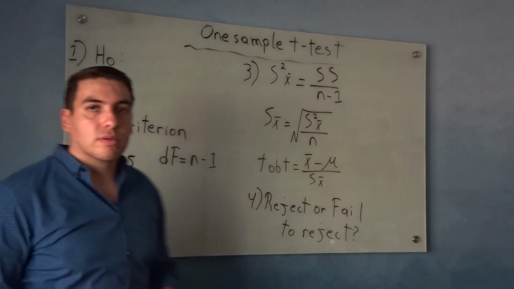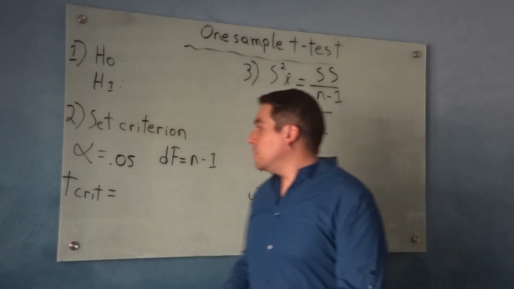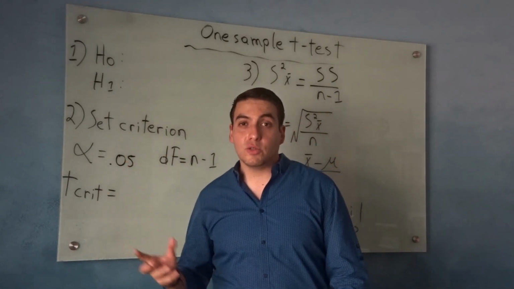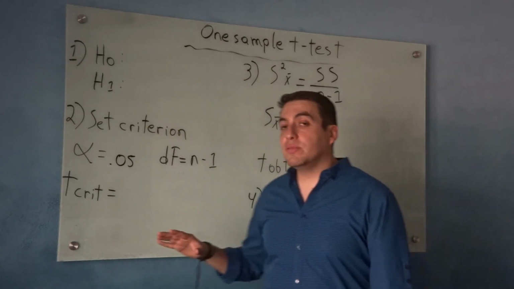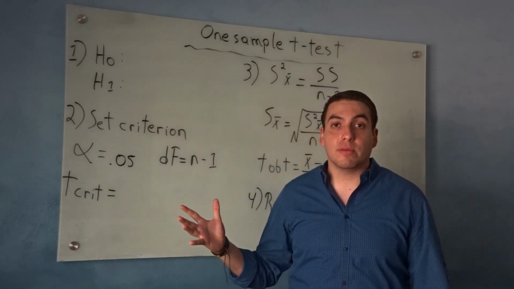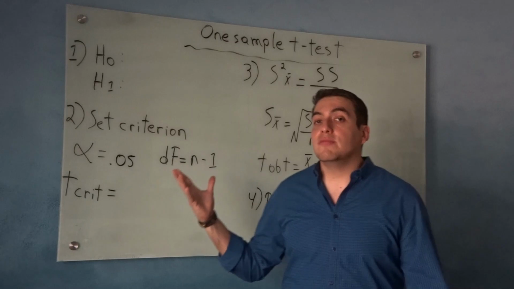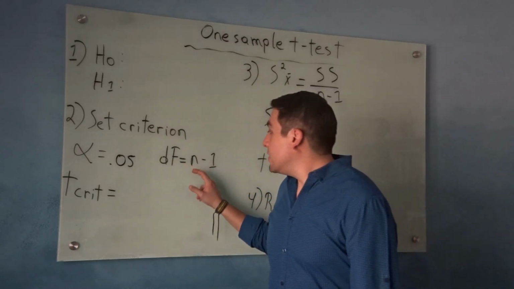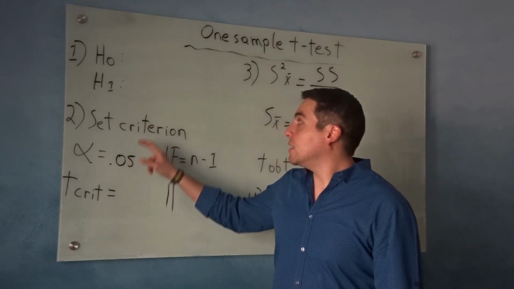What is the standard? Degrees of freedom is n-1, sample size minus 1. So let's say, for example, that we have a sample size of 10 people. So n-1 is going to be a degrees of freedom of 9. Cool?